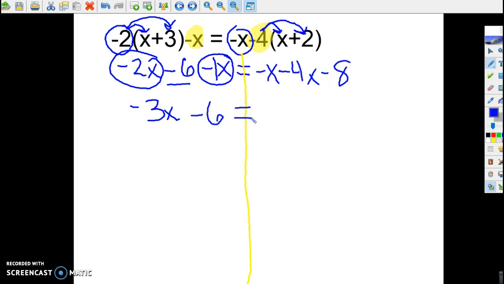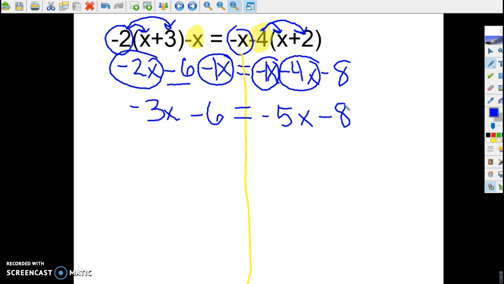I also need to combine my like terms on the left side. So I have a negative x, how many? 1. And I have a negative 4x. So negative 1 minus 4 is negative 5. So we have negative 5x there. And then we still have minus 8.